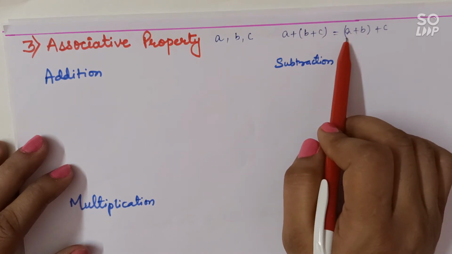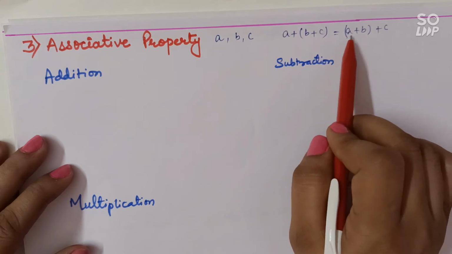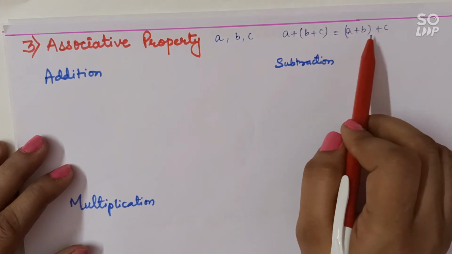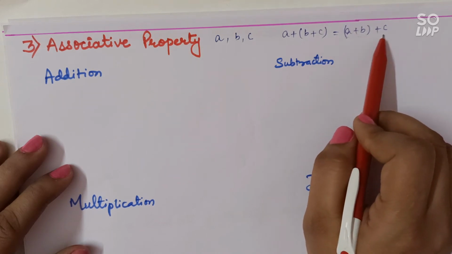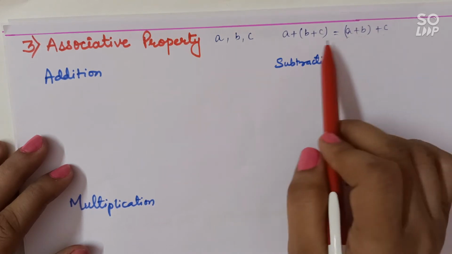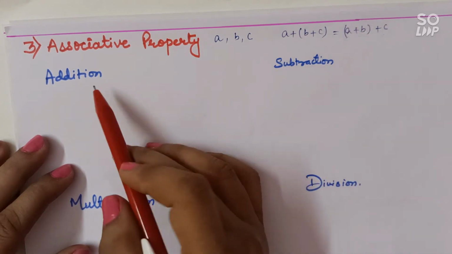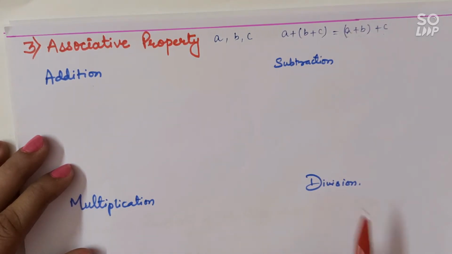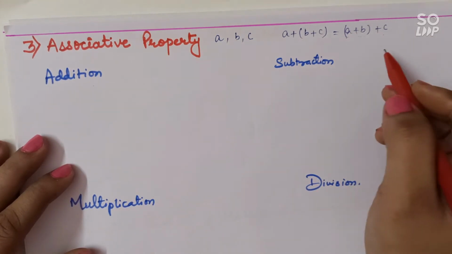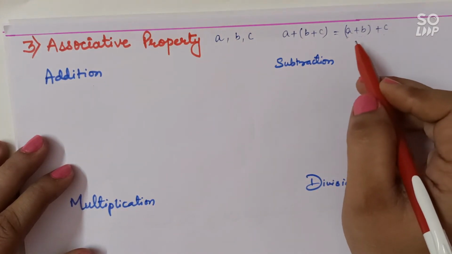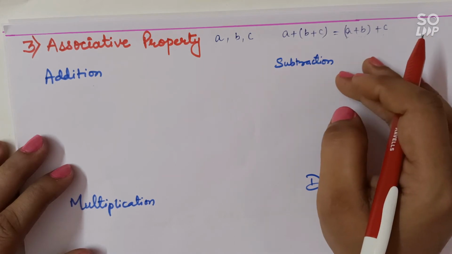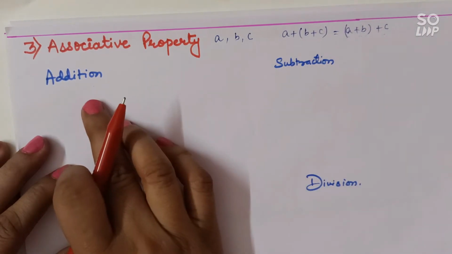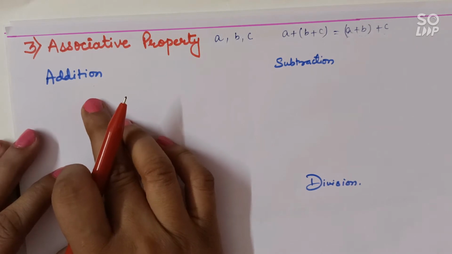Now I have changed the group. It is A plus B, first number and the second number, I have taken it together, and whatever the sum will come, I will just add up with the C. So this is for the addition. We'll check for addition, subtraction, multiplication and division, for all the operations. So it says that even if we change the group of numbers, the result will remain the same. So let's check for addition of rational numbers.